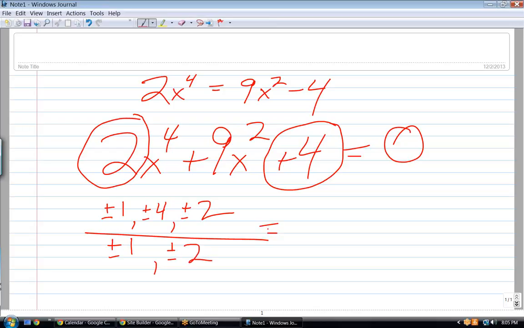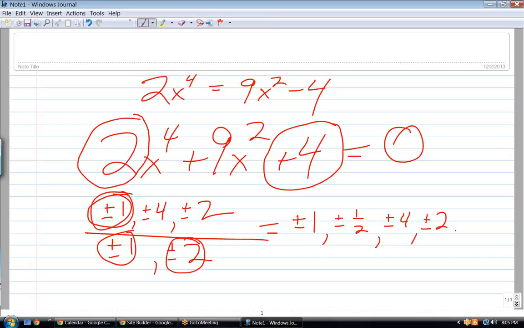So all possible fractions are what? In other words, a possible solution would be what? What are my possibilities? Let's take that over that, and then that divided by that, and then that over each one, and so forth. So 1, 1/2, 4, 2. And that's it. Those are our possible solutions, rational ones.